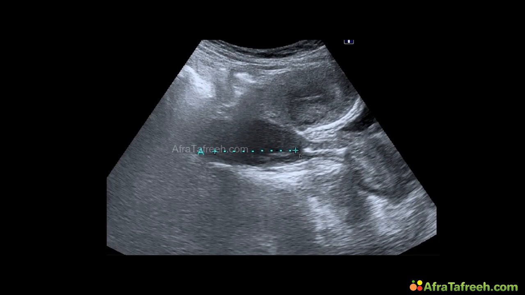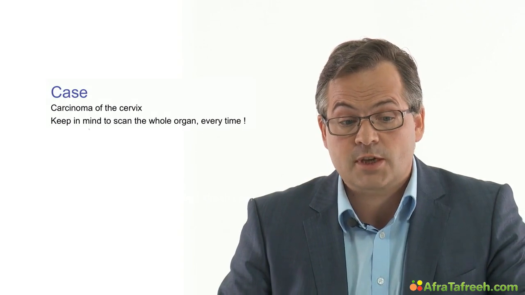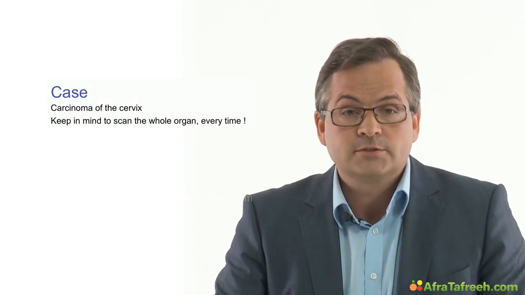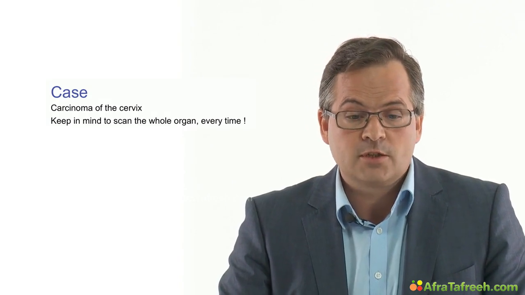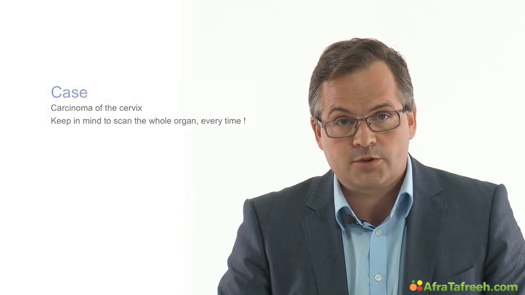And we can see here over 7 centimeters of this lesion, hypoechoic, and up to 4 centimeters in the second diameter. And the carcinoma of the cervix was diagnosed. So keep in mind to scan the whole organ every time you perform the scan, not to miss such a very important pathology.